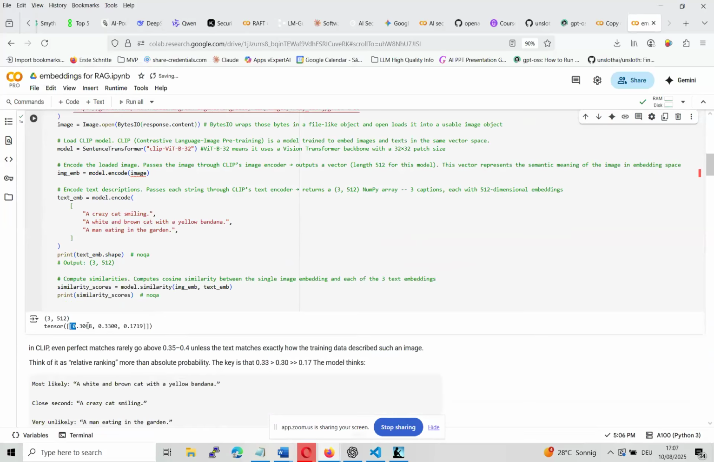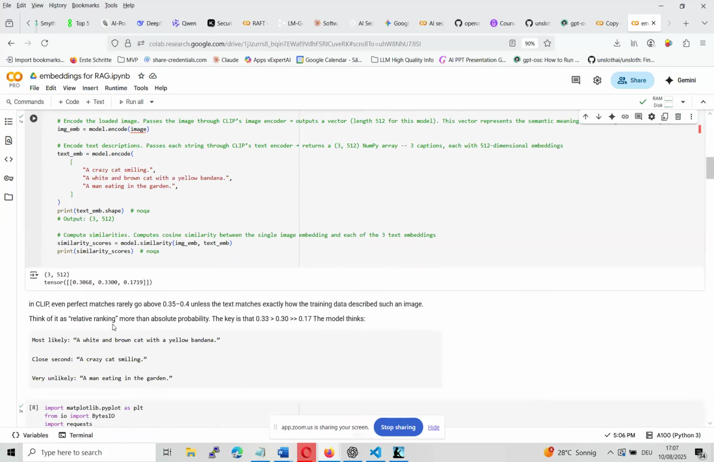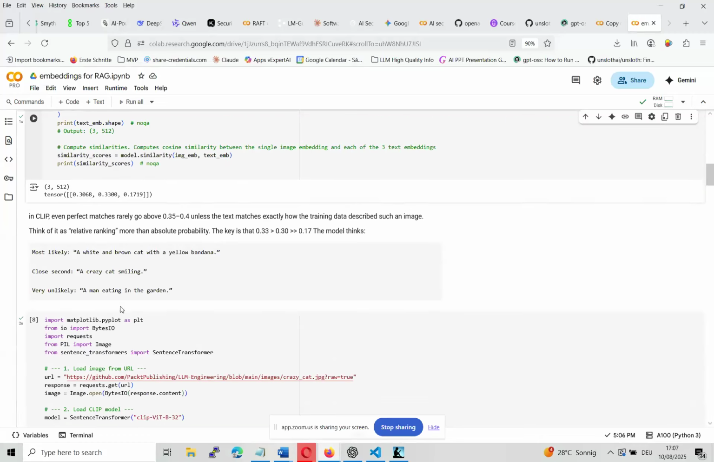The correlation between the picture and these three sentences is depicted in this tensor: 0.3, 0.3, and 0.1. How we should read it is as a relative ranking, which means that the picture... I will show you the picture. Maybe I should go to the picture.